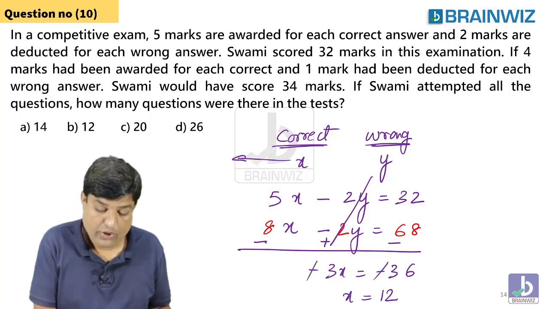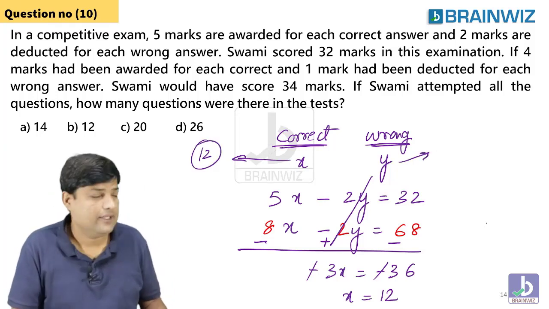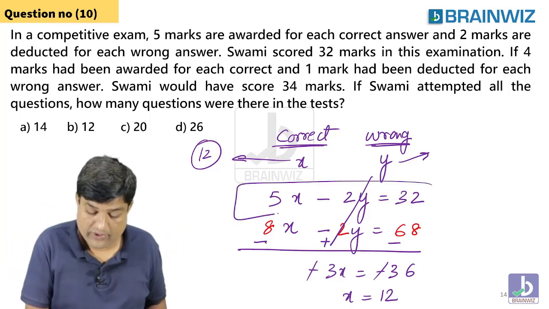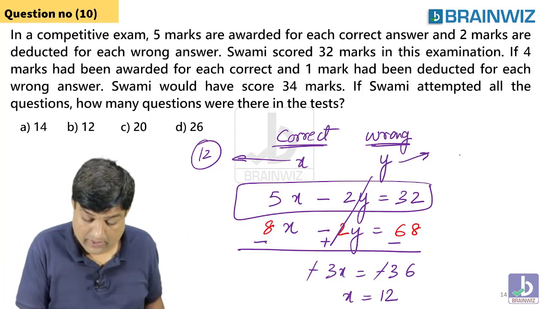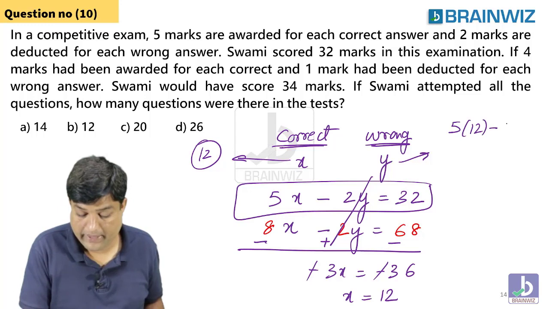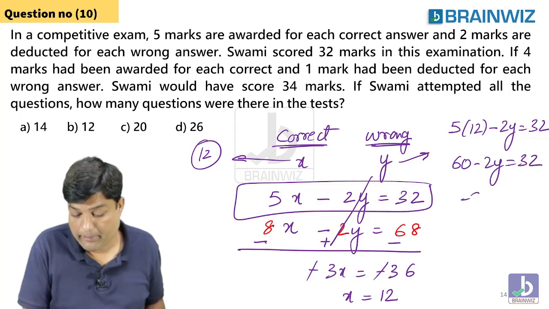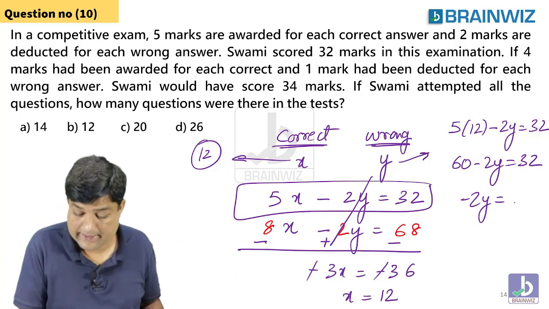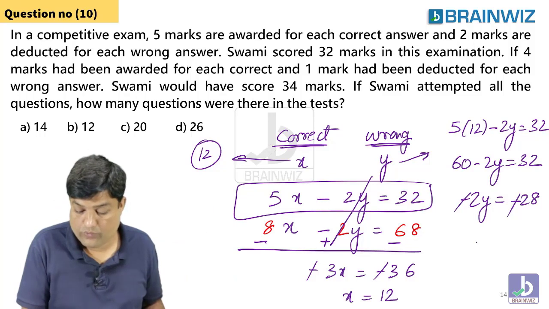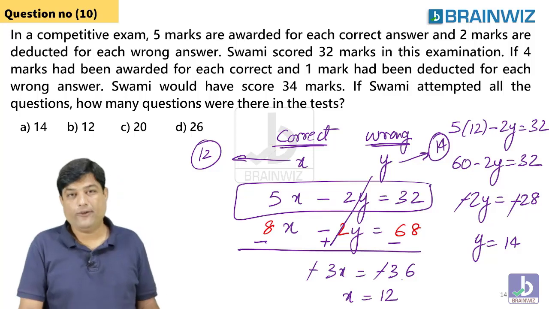So we have come to know that he has done 12 questions correctly. And how many are wrong, we will get when we substitute in any one of the equations. Let me choose the first equation. Now 5x, x value is 12, minus 2y is equal to 32. So this is 60 minus 2y equals 32. The 32 goes to the left hand side, or 60 goes to the right hand side. This is minus 28, so the minus 2 gets cancelled, y value is 14. So the number of questions he got wrong is 14.